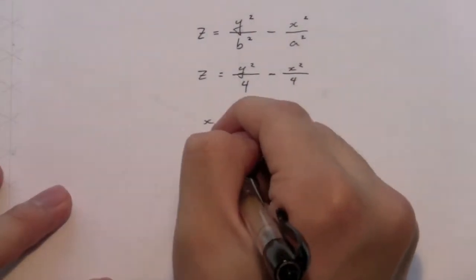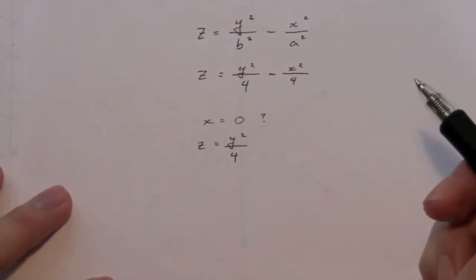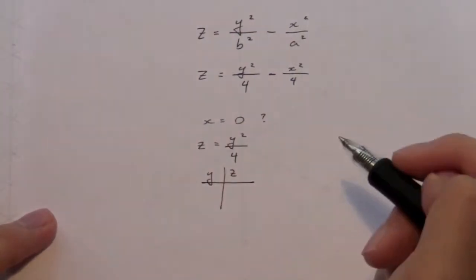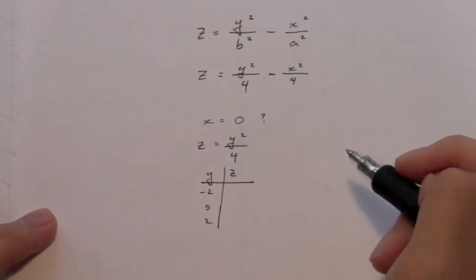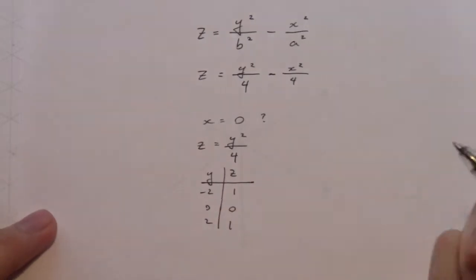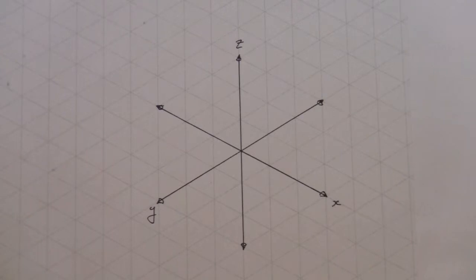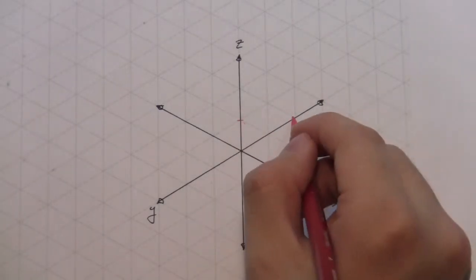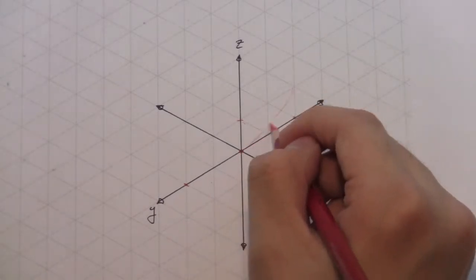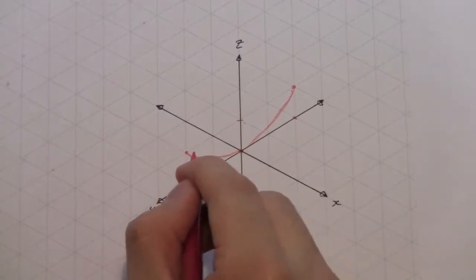So in this case, x equals 0, which will give you z equals y squared over 4, which is just a parabola. And we're just going to make a table here. So the values of y of -2, 0, 2, the values of z will be 1, 0, 1. So now we're going to draw this parabola. So we're going to have points at 0, 0, 0, 0, 2, 1, and 0, -2, 1.